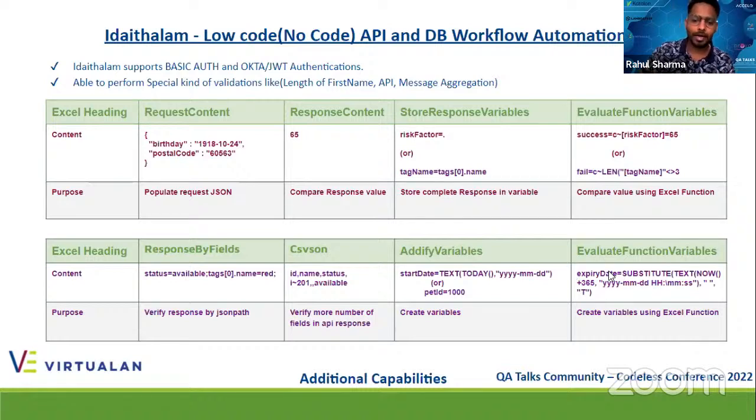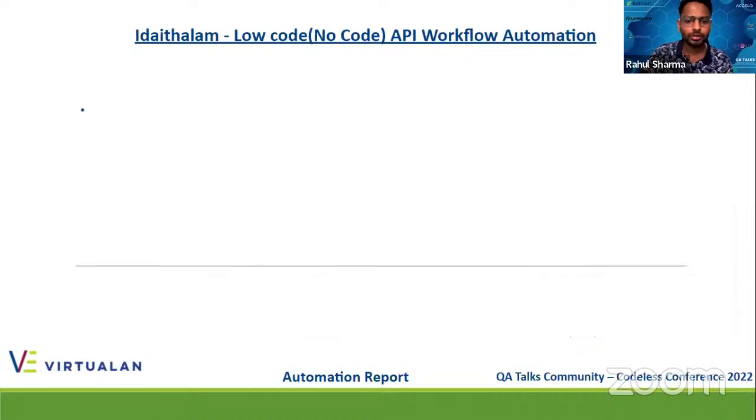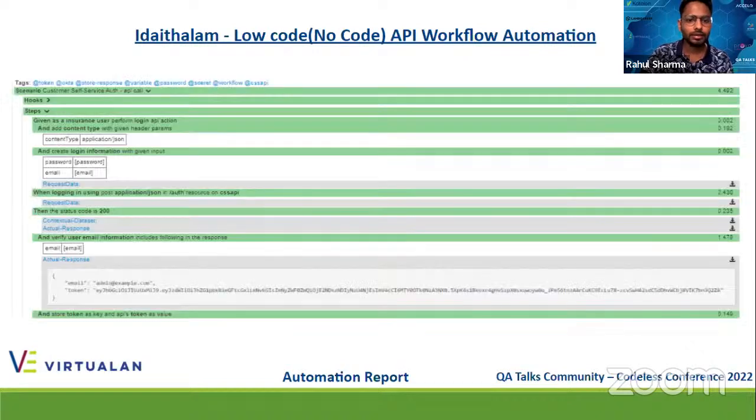And also, when it comes to additional capabilities of the tool, it supports authentication, Okta authentication, and JWT authentications, and it can also perform special kinds of validations like length. You can validate the null values. You can use message aggregation in your test case. Okay, let me move to the next slide. So report. I think we have seen the report. So this is how the report looks like.